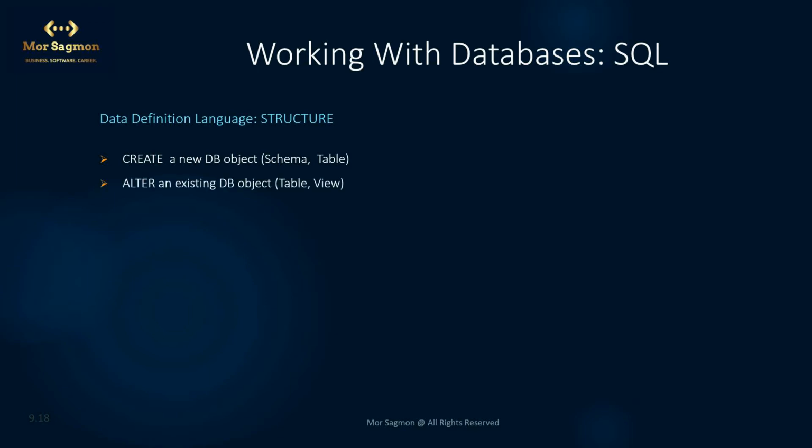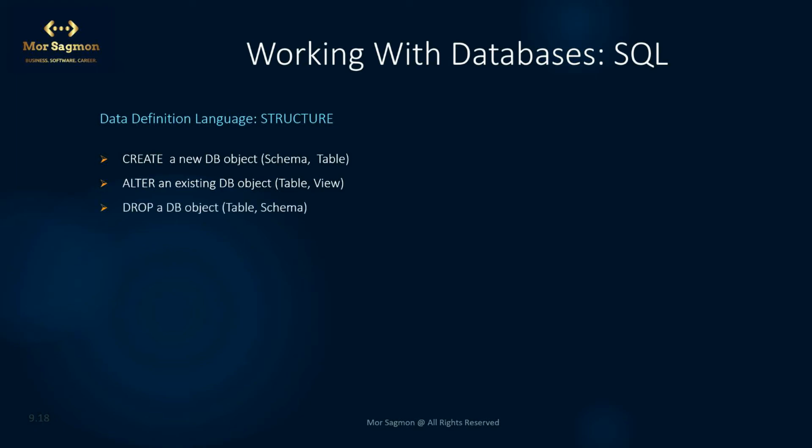Alter is used to change the structure of an existing object. Say for instance that you need to add a new column to your table structure. You would use the alter statement to add this column to the table. Another example is when you need to add an index to the table. You would also use the alter command.